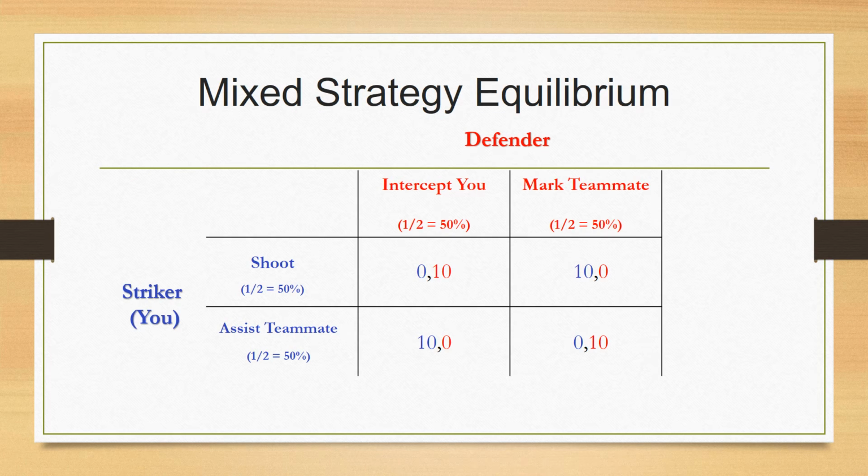We can now input these probabilities into the payoff matrix. Through these assigned probabilities, we can see that you will decide to shoot half of the time and choose to assist your teammate half of the time. Similarly, the defender will choose to intercept you half of the time and mark your teammate half of the time. Therefore, in mixed strategy equilibrium, each player will randomize between their actions.